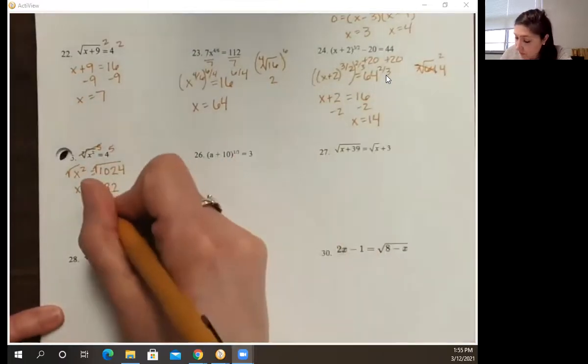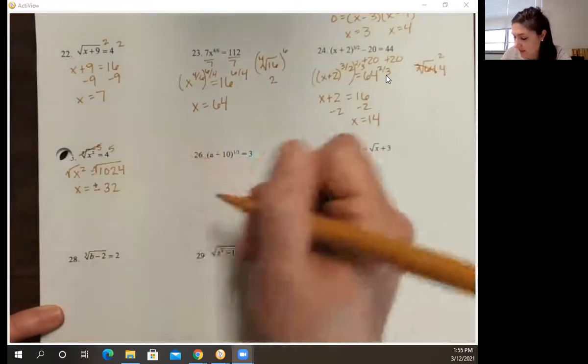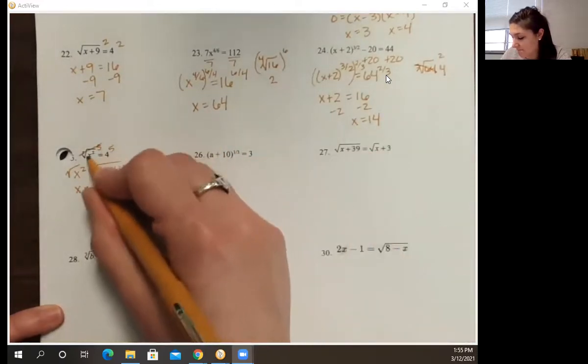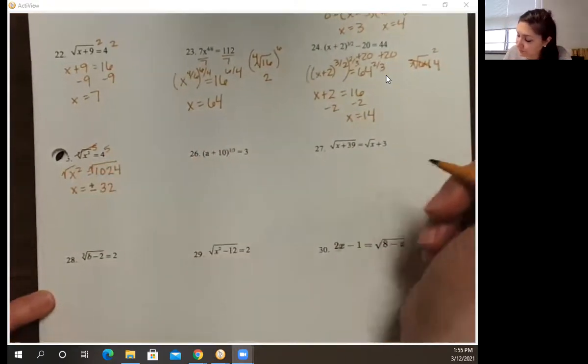If I check both positive and negative 32 on my graph, or by plugging those in, I would get the same value on the left as on the right. So both of those are solutions.